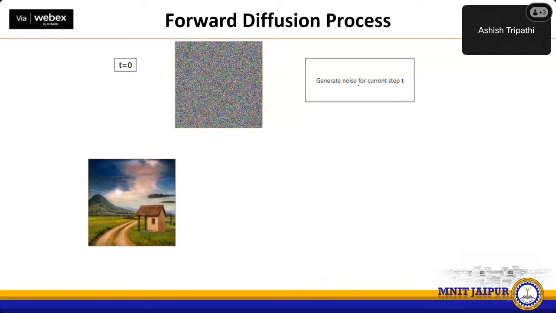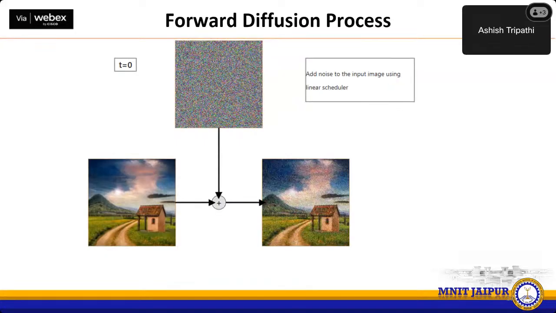The ultimate aim is to generate noise for the current step t. So for example, I have generated some noise using the variable beta. And how is this noise distributed? Gaussian distribution, or normal distribution. I generated this noise using a Gaussian function, and I have added this noise to the original image, and after the first iteration, I got an image like this.